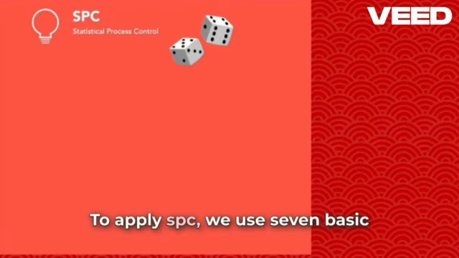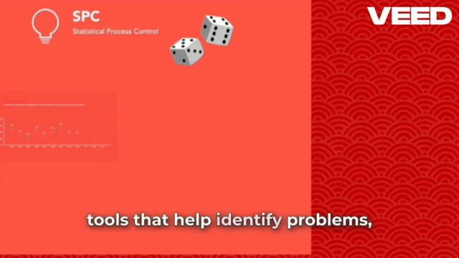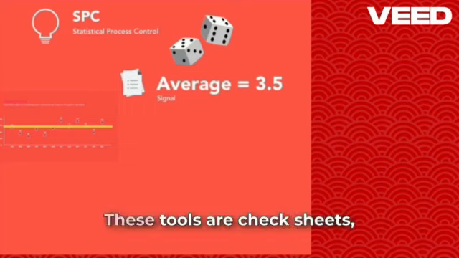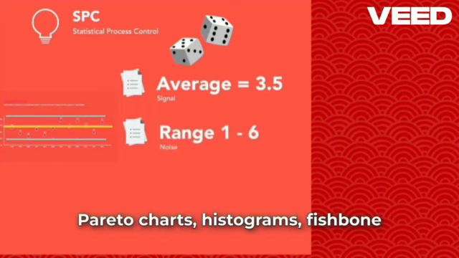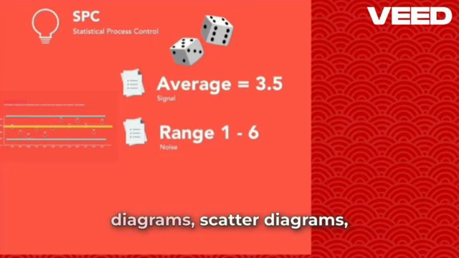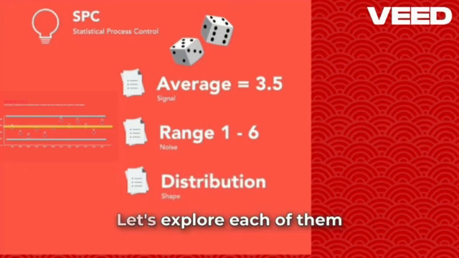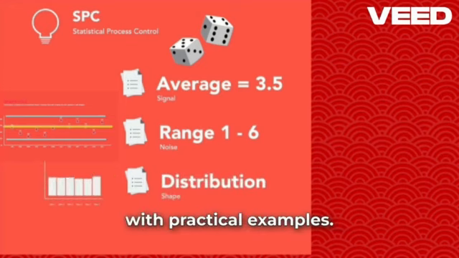To apply SPC, we use 7 basic tools that help identify problems, analyze data, and suggest solutions. These tools are check sheets, Pareto charts, histograms, fishbone diagrams, scatter diagrams, control charts, flow charts. Let's explore each of them with practical examples.